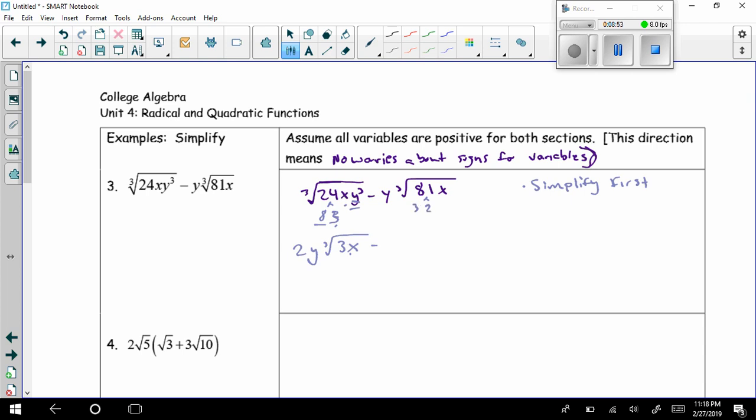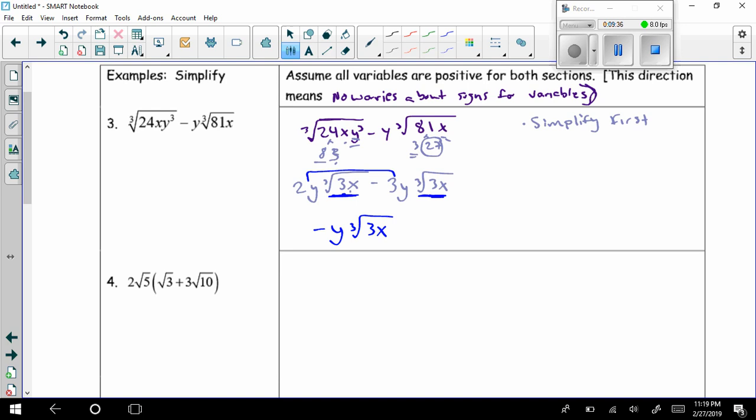So 3 times 27. 27 is a perfect cube. So the cubed root of 27 is 3. There's a y cubed root of whatever's left. So 3x. Now, if you look at what you have, we have the same index and the same radicand, the same radical, which means that we just need to combine our coefficients. So 2y minus, watch your signs, minus 3y is negative 1y or negative y times the cubed root of 3x.